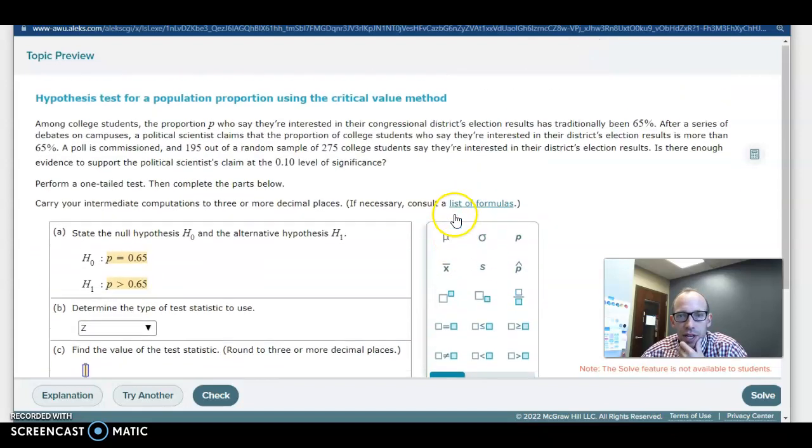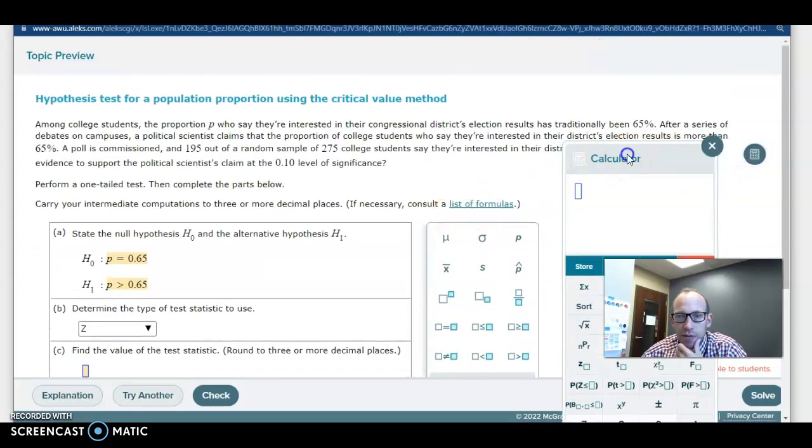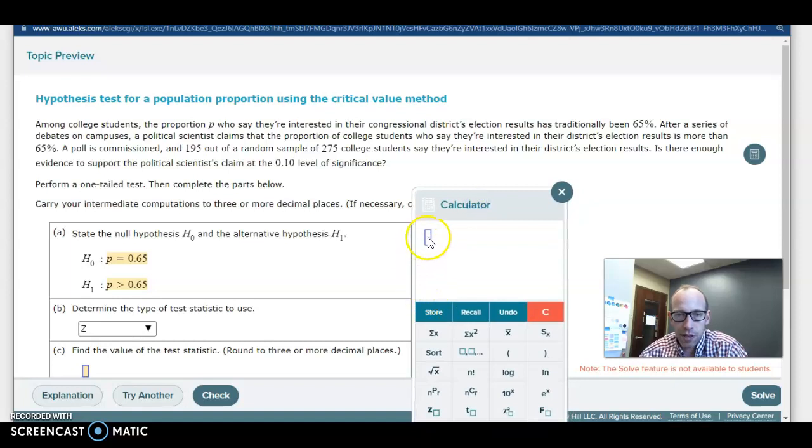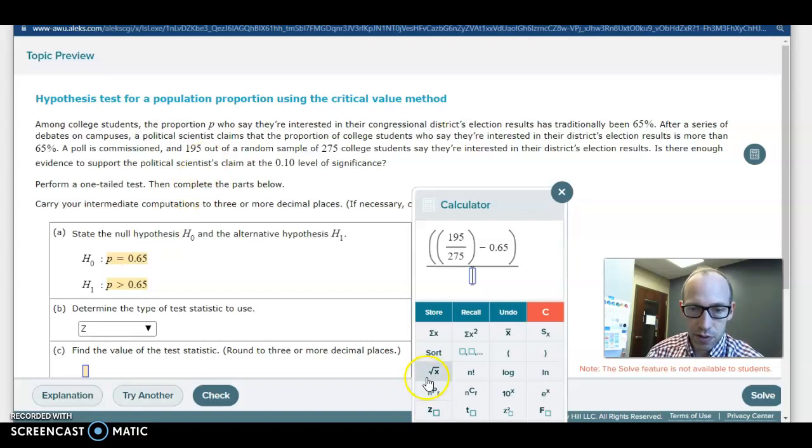All right, so for the value of the test statistic, let's grab our calculator and follow that formula I just put in. We're going to start off with our p hat, which we never actually got. That's 195 divided by 275. Whatever that is, that's our sample proportion. We're going to subtract our null hypothesis proportion, and then divide by the square root. Let's do the square root after, I guess.